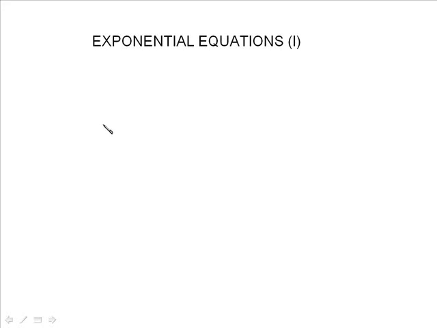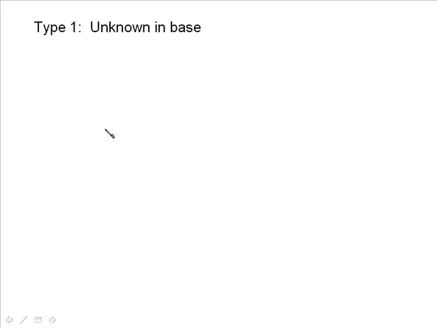This is an exercise on exponential equations, part 1. We'll be actually covering two types. And the first one today is where the unknown is in the base. And I call these type 1, although that's just my definition, my term for it.